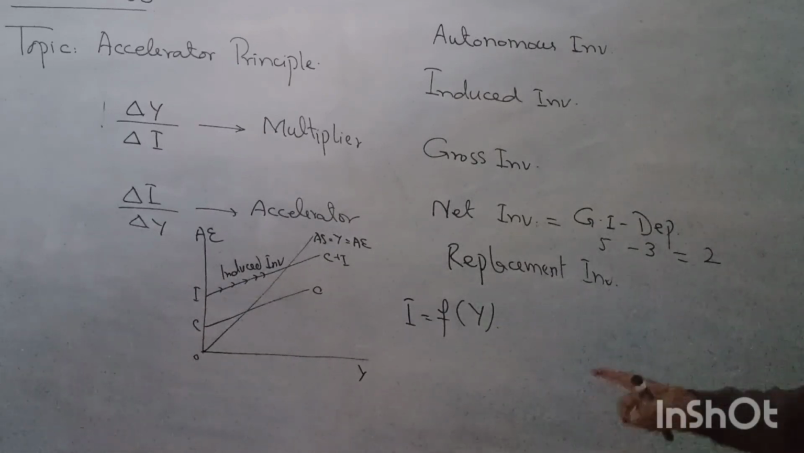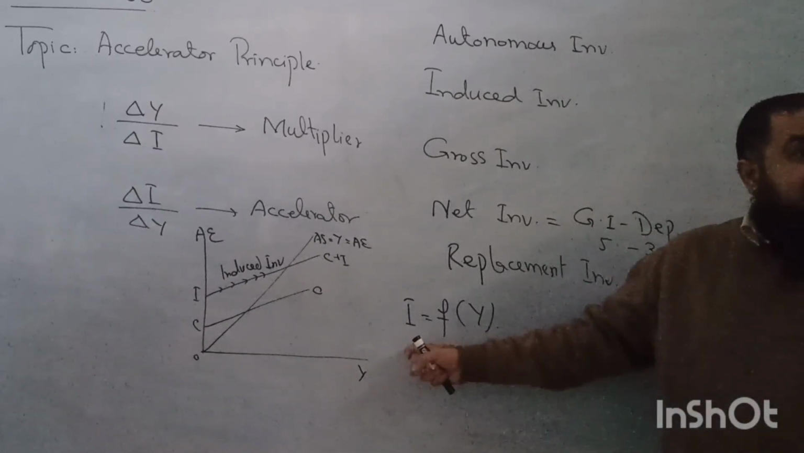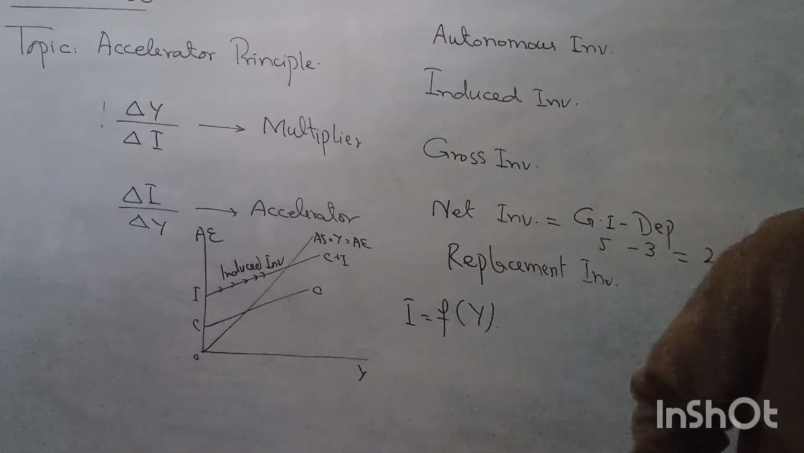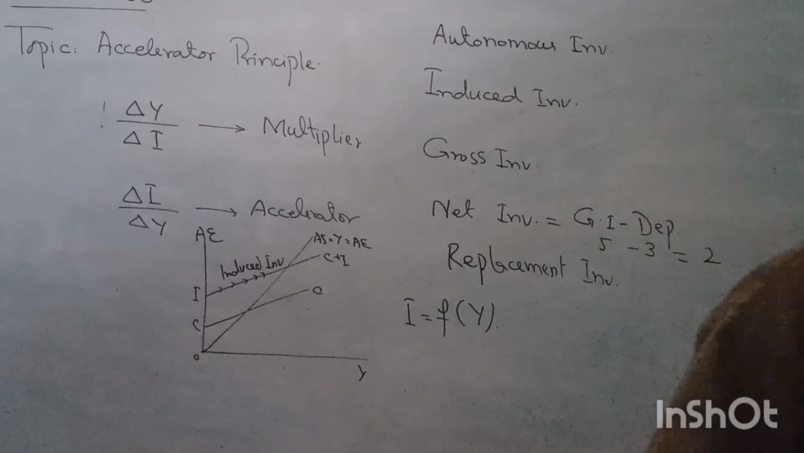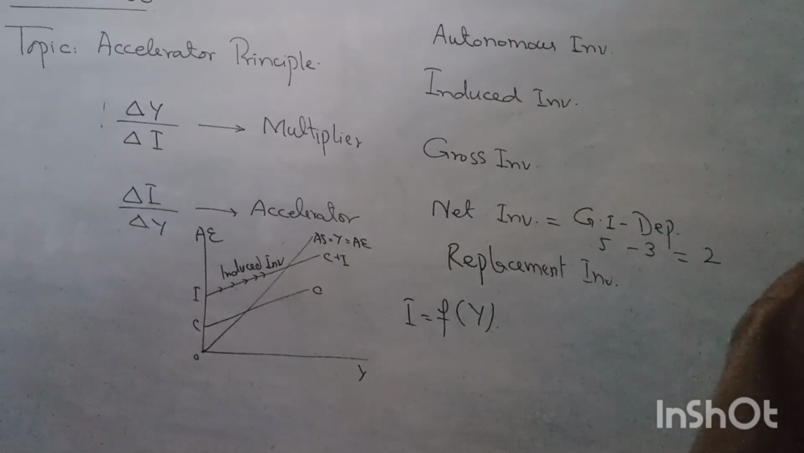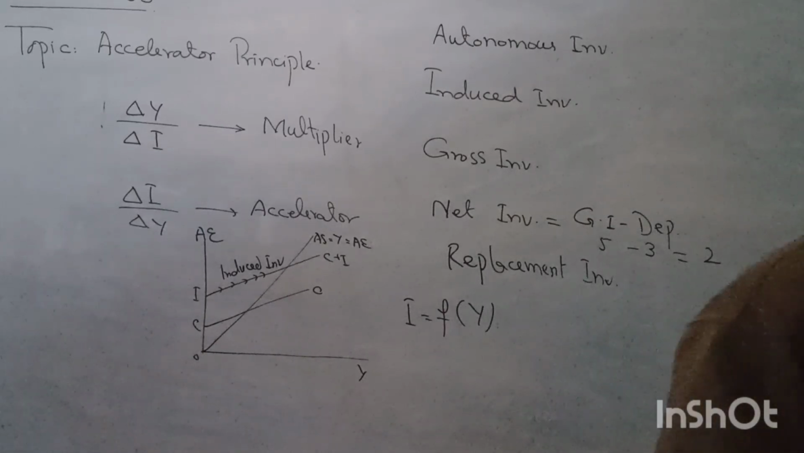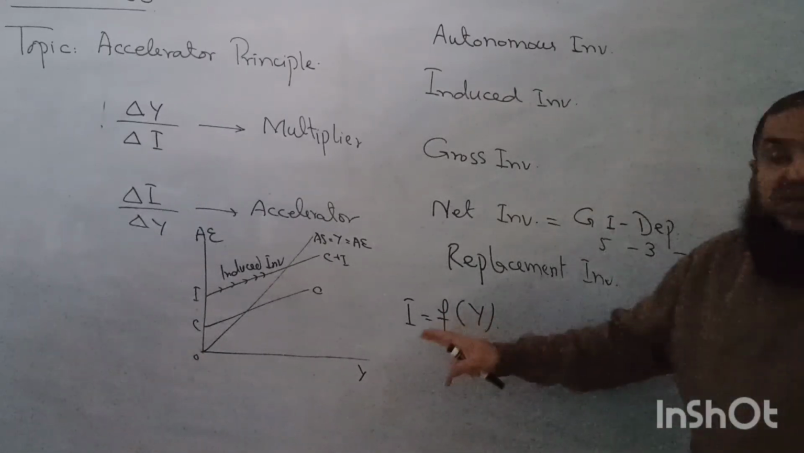Therefore, the producers will increase investment over the period of time. Why are producers investing? Because their stocks or inventories are running out. When inventories are becoming negative, the producers will believe that consumer spending has increased. As a result, their inventories are finishing out. So what will they do? They will increase investment. And that increase in investment is called what?